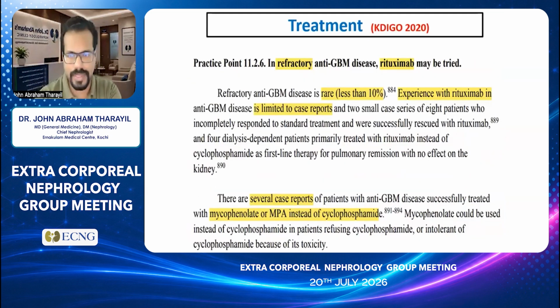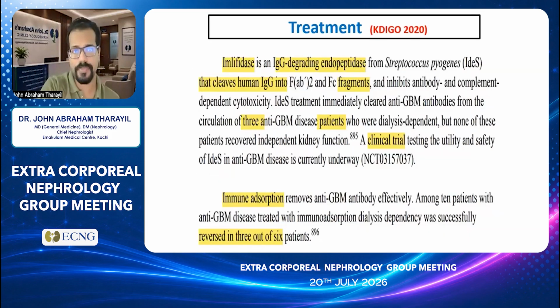In refractory anti-GBM disease, rituximab may be tried. Refractory anti-GBM disease is rare, less than 10%. Experience is limited with rituximab, and it is restricted to a few case reports and small case series. There are also several case reports of patients with anti-GBM disease successfully treated with mycophenolate instead of cyclophosphamide. But as of now, rituximab is only an adjunct.